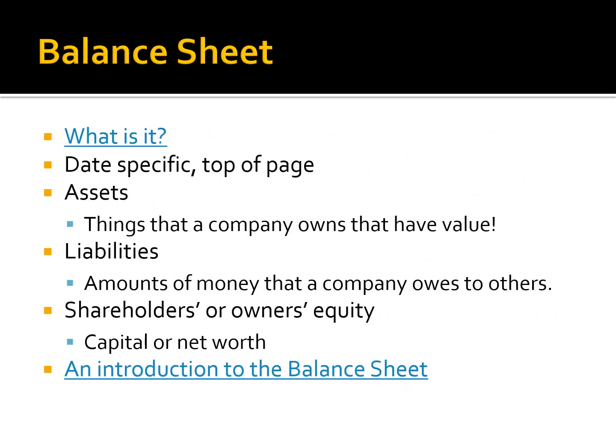When people mention financial statements, they also mention balance sheets. What are balance sheets? They are date specific. They include your assets, liabilities, and your shareholders or owners' equity. Assets are things that the company owns that have value. This can be products or services. Liabilities. Liabilities are amounts of money that the company owes to others.